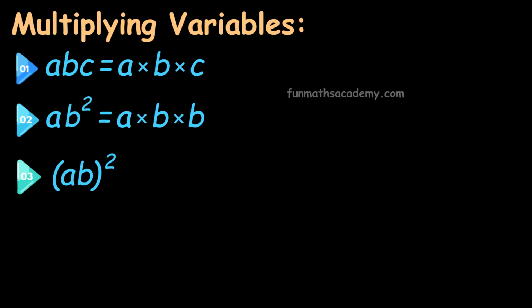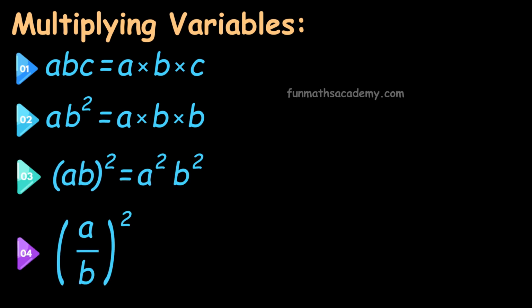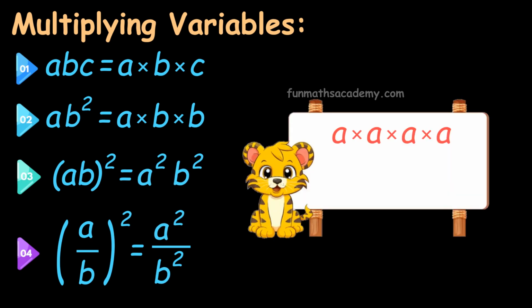When you see AB whole squared, it means A square B square. Similarly, A by B whole square becomes A square by B square. The brackets mean both the letters are squared. The exponent tells you how many times the letter is multiplied by itself. So A times A times A times A is written as A power 4, not 4A.